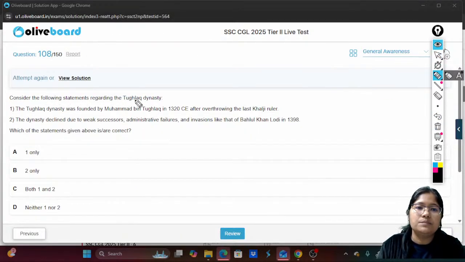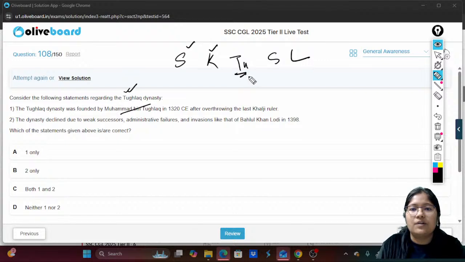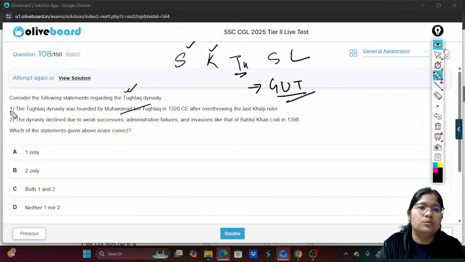Consider the following statement regarding Tughlaq dynasty. The Tughlaq dynasty was founded by Muhammad bin Tughlaq. Muhammad bin Tughlaq, the famous king who was also known as the wiseful king, was not the founder. If you see SKTSL: slave dynasty, Khilji, Tughlaq. Then who is the founder of the Tughlaq dynasty? Ghiyasuddin Tughlaq is the founder of the Tughlaq dynasty.